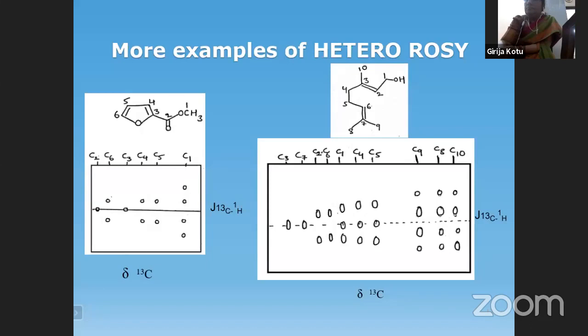Next, 1, 4, 5 are all methylene carbons, CH2 carbons, so they are seen as triplets. Next, 9, 8, 10 are all methyl carbons, and since they are methyl carbons, they will be seen as quartets. That's it. So this is about the heteroCOSY. I think now you have understood what is homoJRES and heteroJRES.